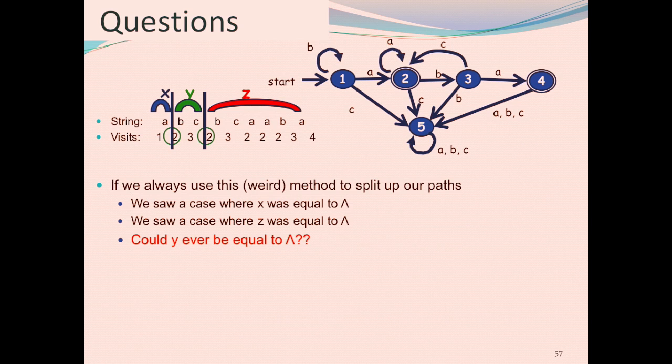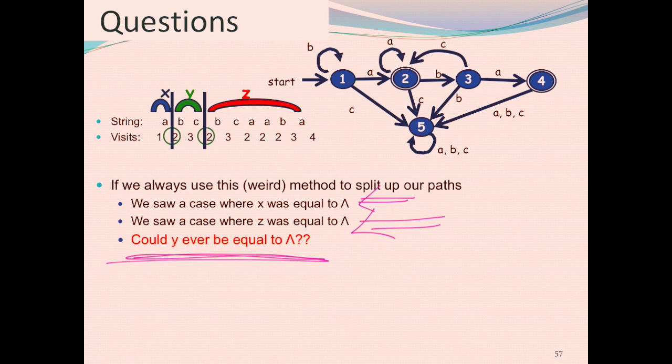Now, if we always use this method to split up our paths, so we have a path, and we pick the first repeat, we do the split just like we've been doing. If you go back, you'll see that we had one example where x was equal to lambda, and another example where z was equal to lambda. Here's my question: could y ever end up being lambda? Think about that for a second. I think what you'll figure out is the answer is no.